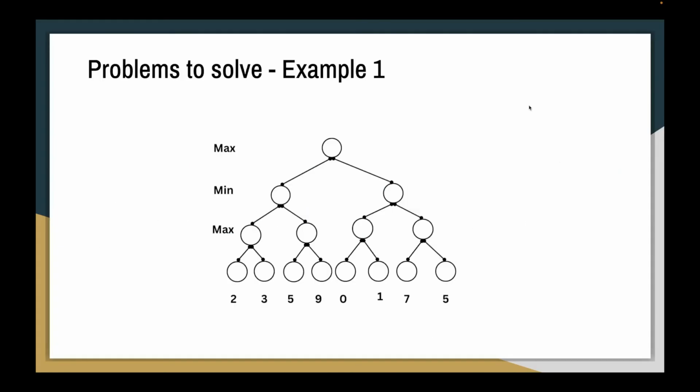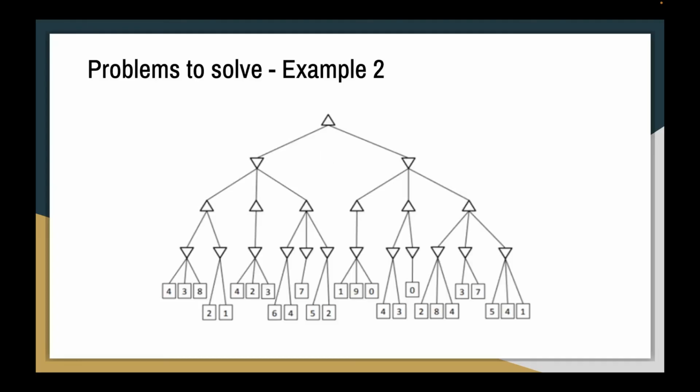So there are 2 additional problems for you to solve. This is problem number 1 and this is problem number 2.